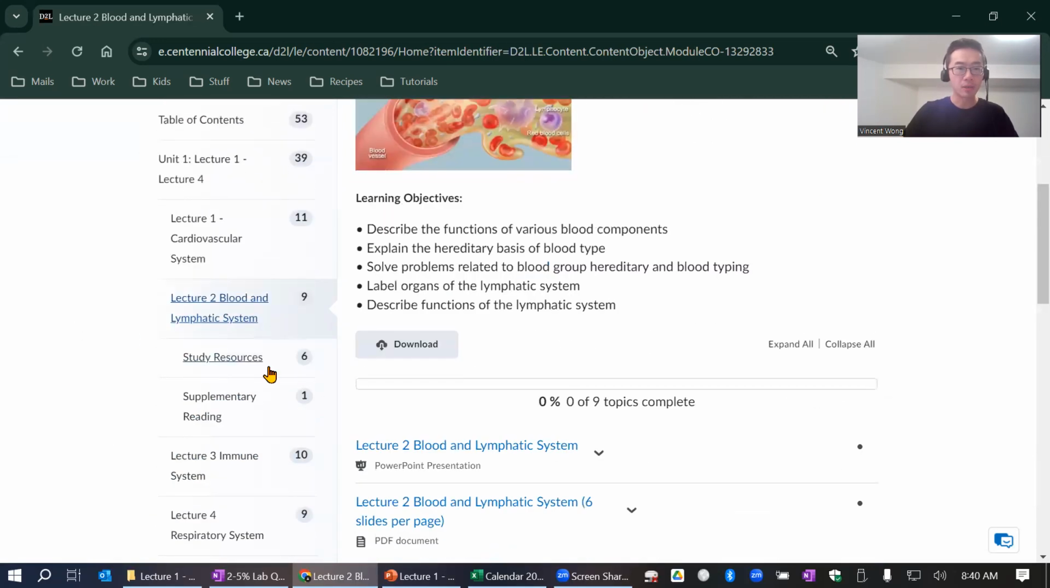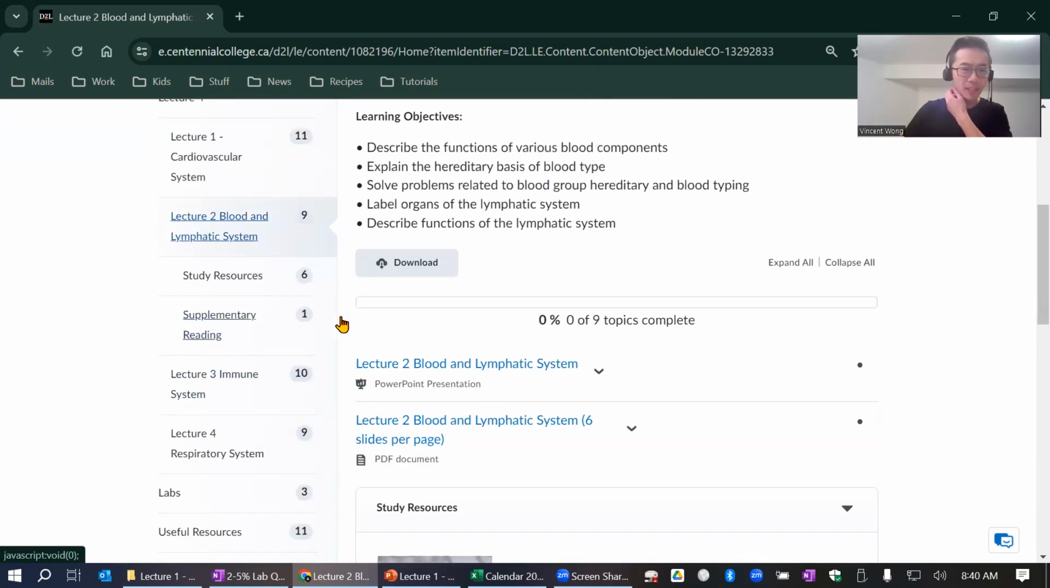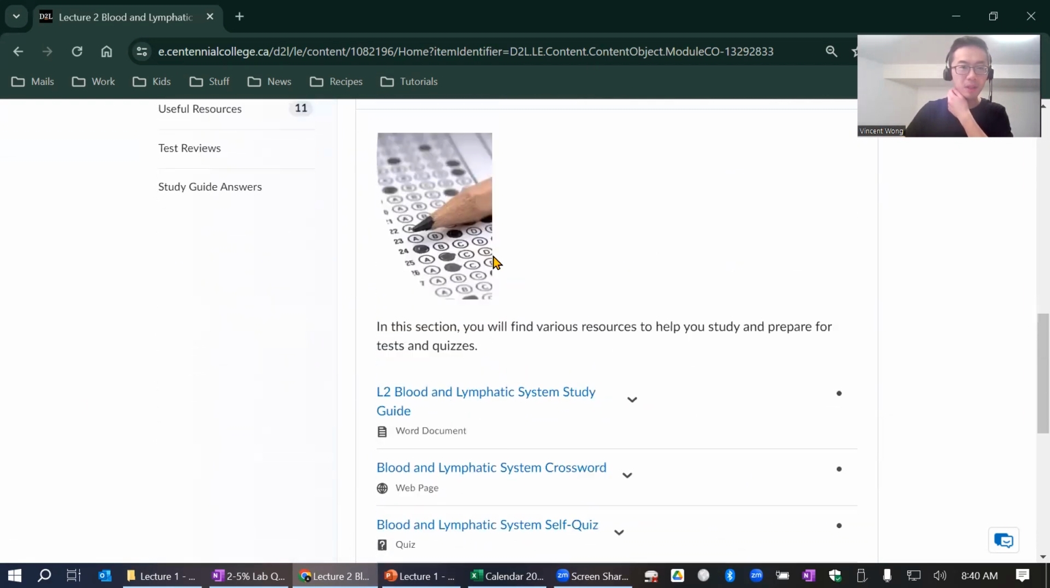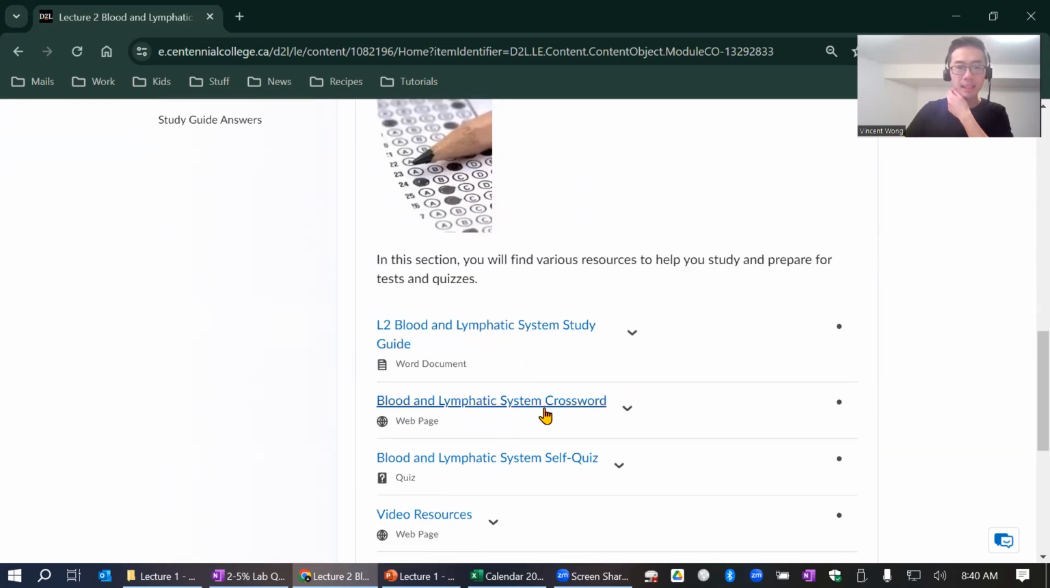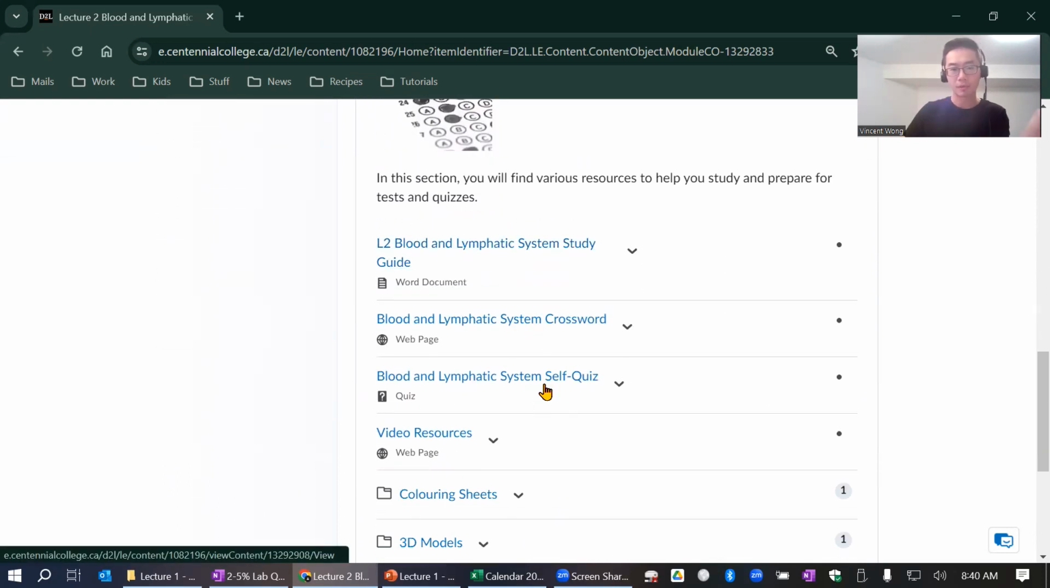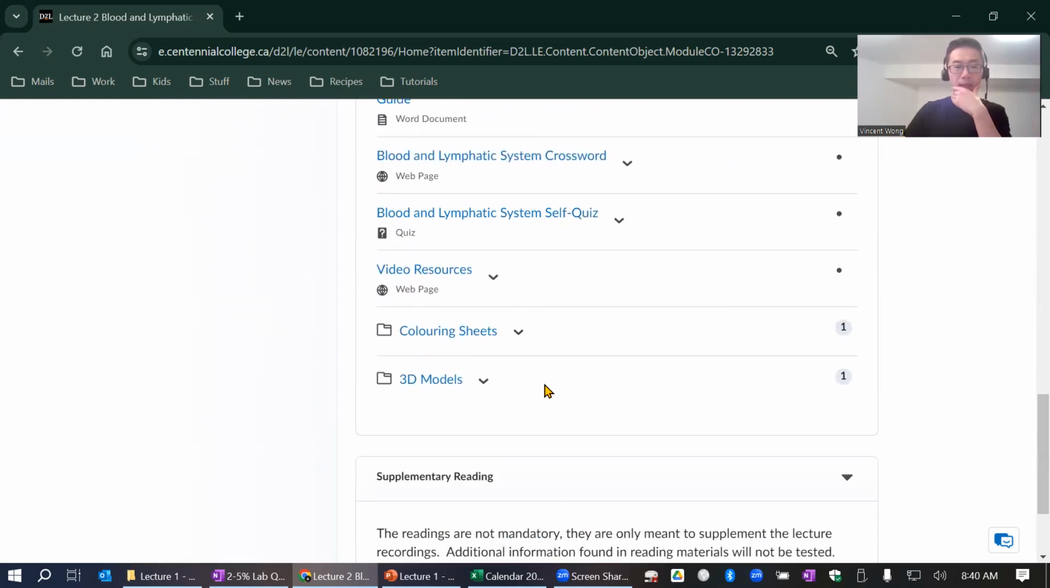Lecture 2, same thing. You will have study resources. I'm not sure why it's not showing up on the side, but if you go into it, you will see that, study guide, so on and so forth.